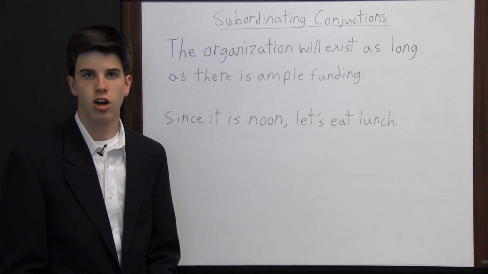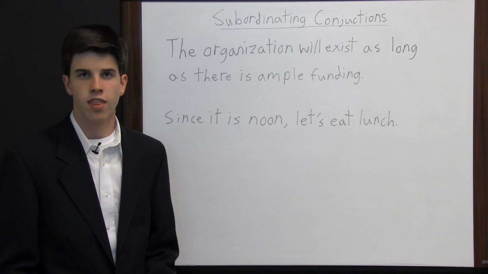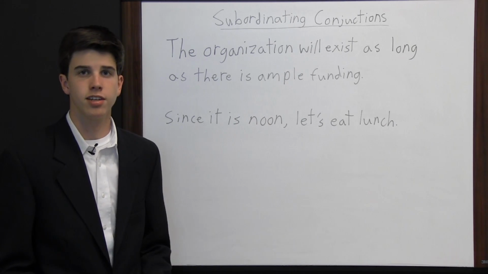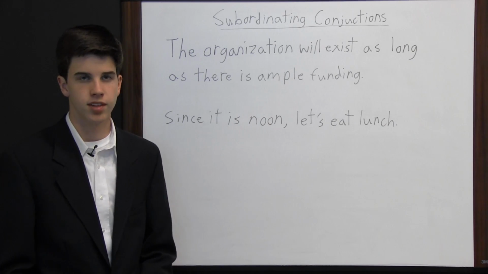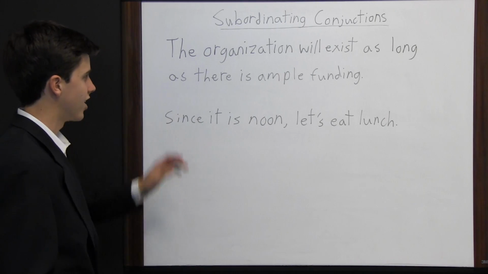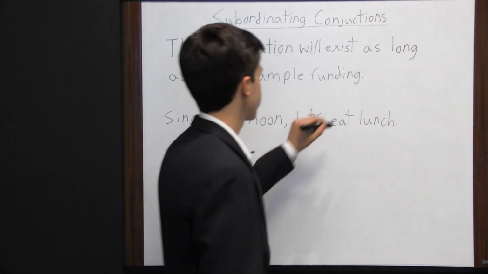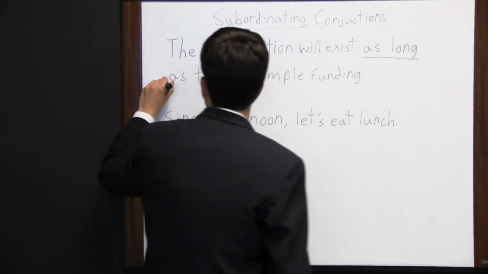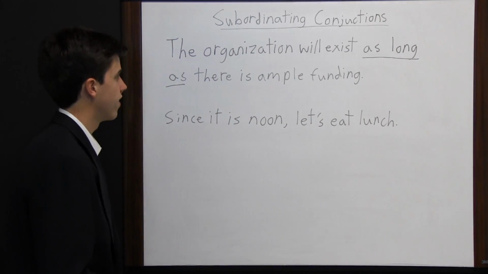Subordinating conjunctions are words or group of words that make one part of the sentence dependent on the rest of the sentence. Take a look at what I mean. This sentence says the organization will exist as long as there is ample funding. As long as is the subordinating conjunction in this sentence.